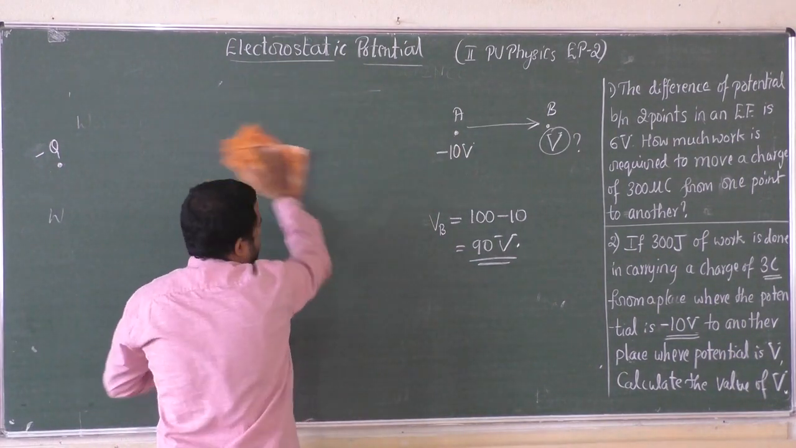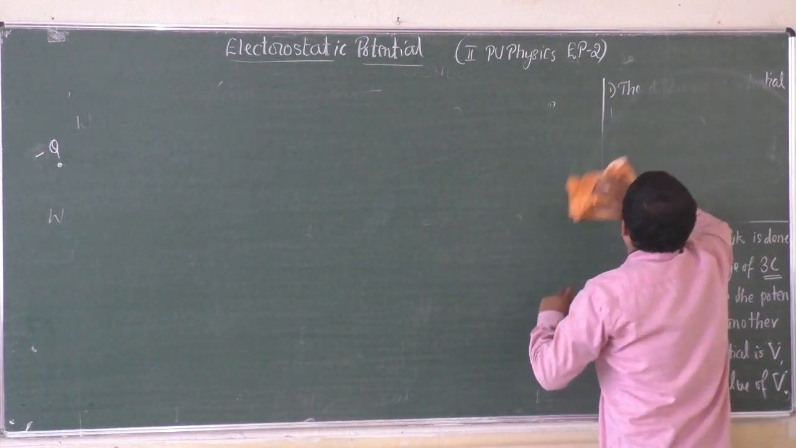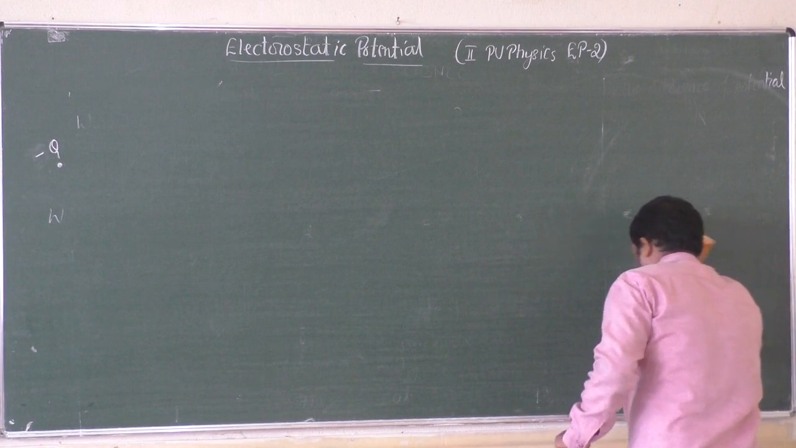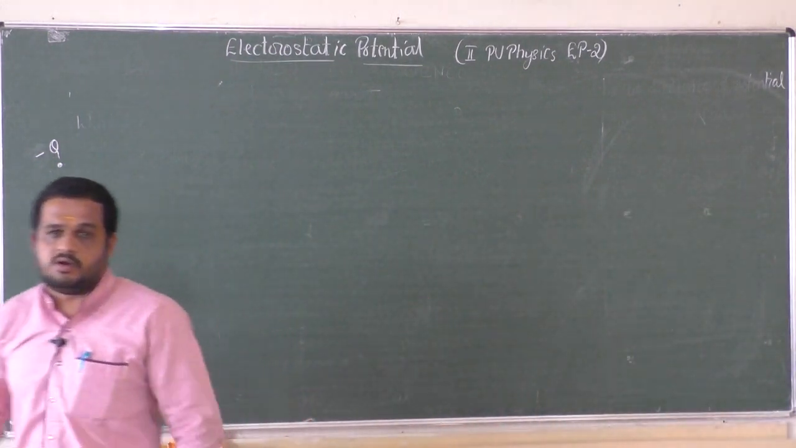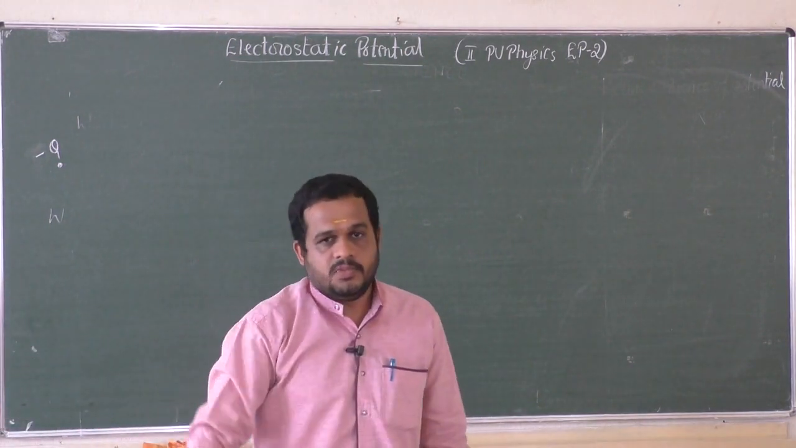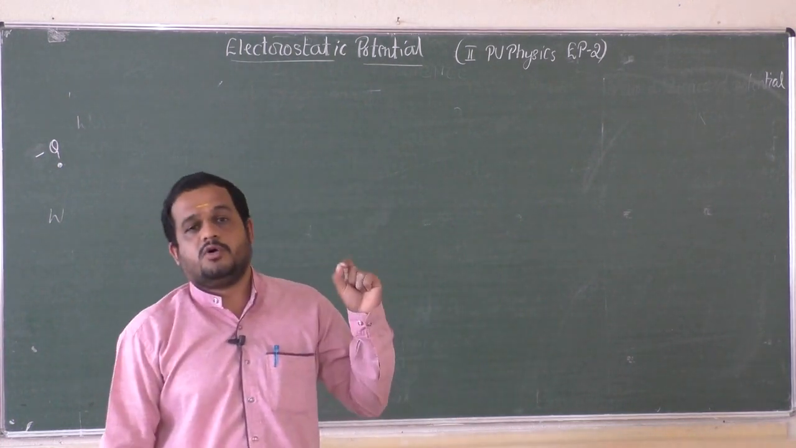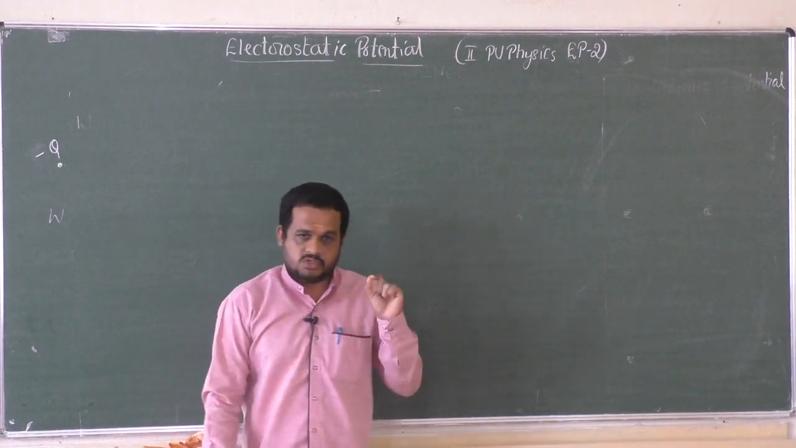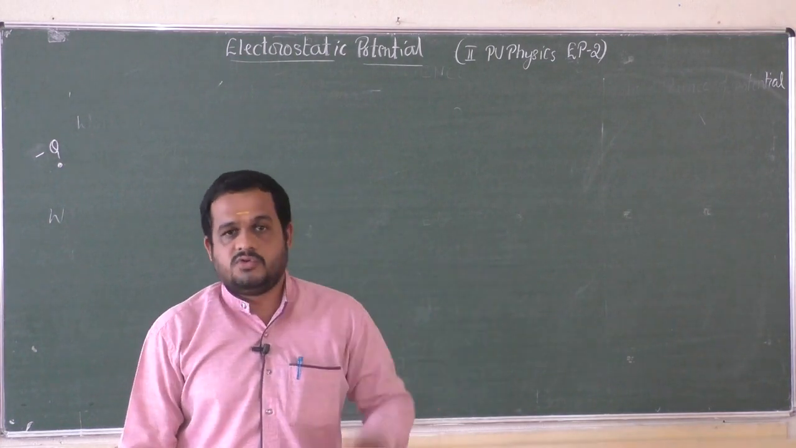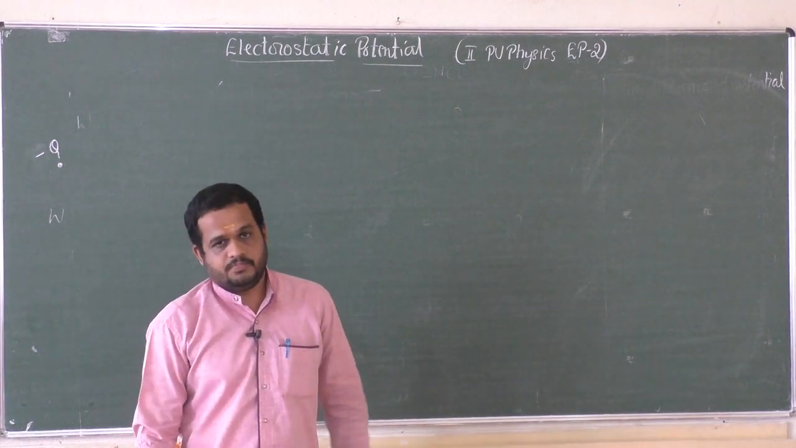So up to here we discussed different concepts or different terms. Potential is the amount of work done per unit charge in moving that charge from infinity to a particular point against the electric field. If the source charge is positive, the work done by the external force is positive, therefore the potential due to a positive source charge is also positive. If the source charge is negative, the work done by the external force is negative, therefore the potential due to a negative source charge is also negative. Okay.